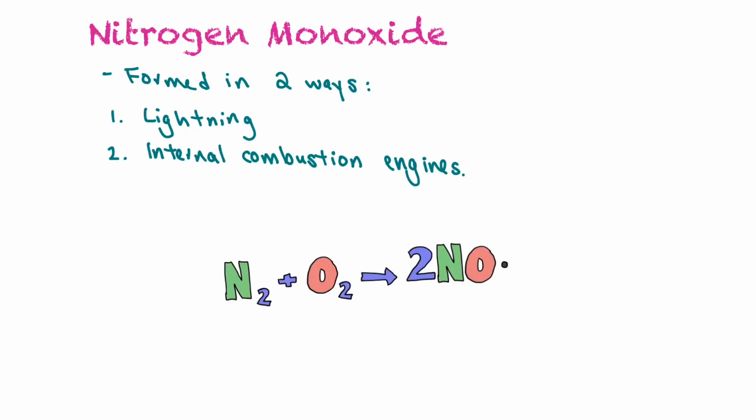Nitrogen monoxide is formed in two different ways. First of all, it's formed when lightning passes through air. And the second way is in internal combustion engines, but we have catalytic converters to reduce this production of nitrogen monoxide. And it's important that we do because it is a free radical. So in this reaction, nitrogen and oxygen react to form two nitrogen monoxides, and that is a free radical.